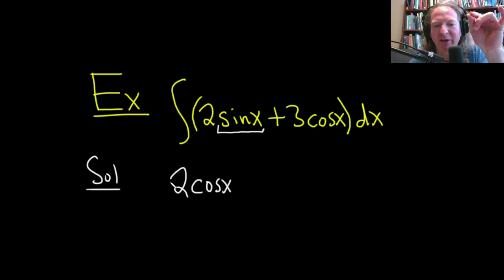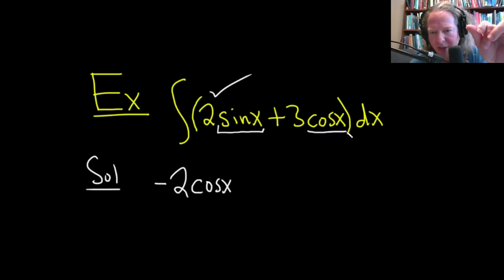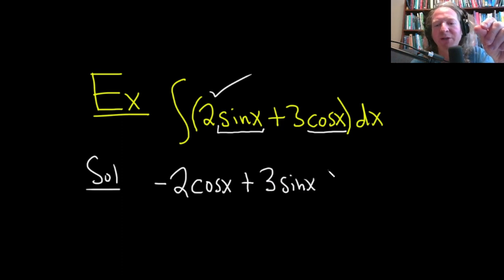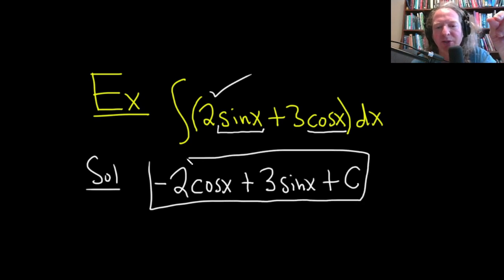I'm going to put the negative here out front. Let's check that. If we take the derivative of cosine, we get negative sine. There's a negative 2 here, so that's going to give us 2 sine x. And then here, we're looking for a function whose derivative is cosine. Well, the derivative of sine is cosine, so this will be plus 3 sine x plus our constant of integration, capital C.